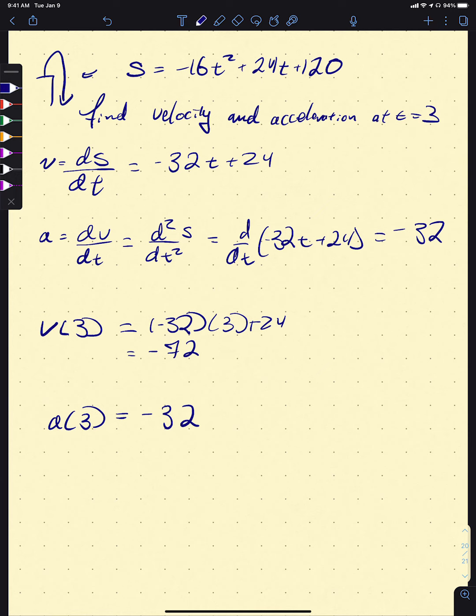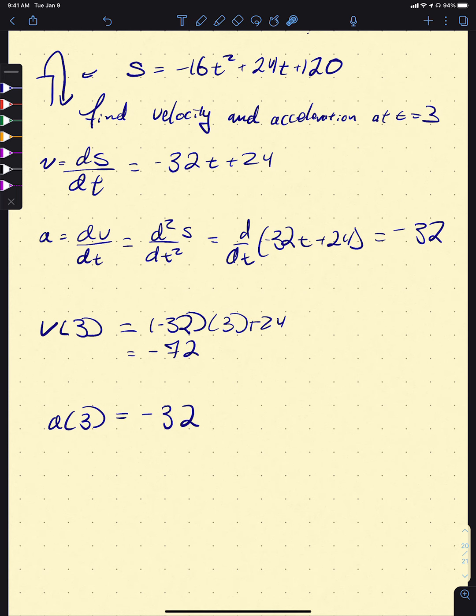So what that means is that at 3 seconds, our velocity is 72 feet per second downward. That's what the negative means. And the acceleration of this ball is 32 feet per second squared, but it's 32 feet per second squared downward always. Notice how our factor of time has all gone away. The derivatives have taken it away, and it's minus 32 for all points in time.